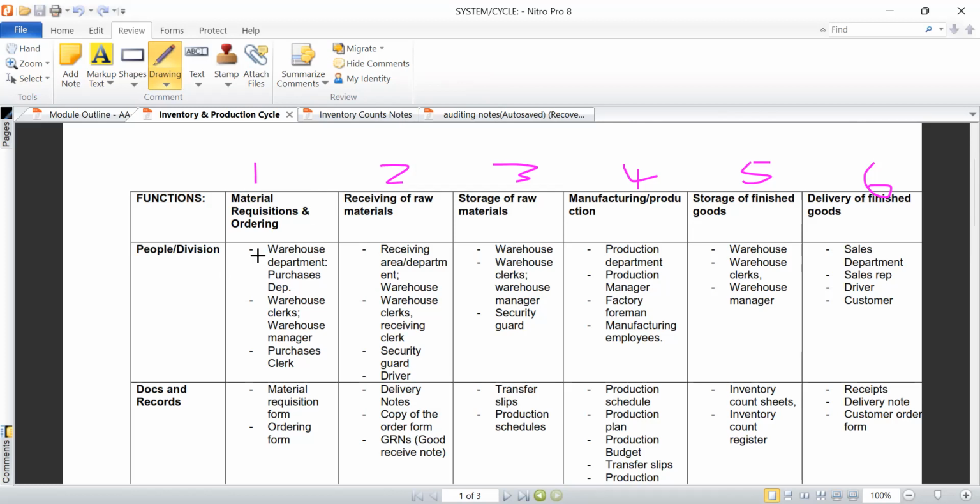So who are the people, or perhaps departments or divisions, involved? We see a warehouse department. We also see a purchases department, also commonly known as the procurement department. In the warehouse, the respective individuals are the warehouse manager, a warehouse clerk, and any other warehouse employee, possibly even the security personnel as well. In the purchases department, mainly the purchases manager, as well as the purchases or procurement clerks. Those are the people involved here.